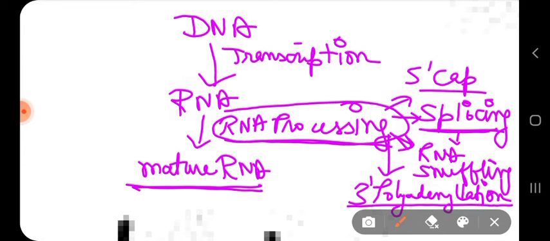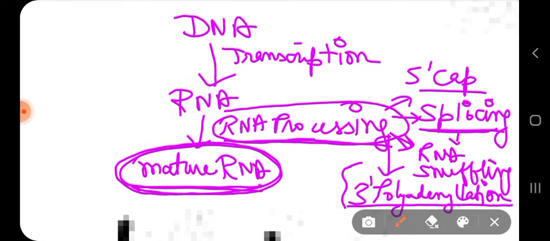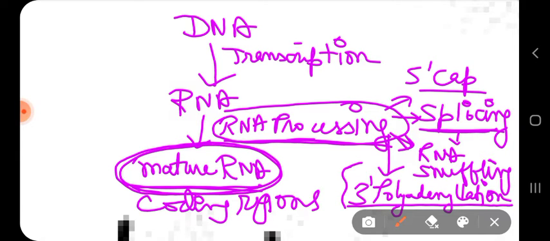That means a polyadenylate tail, multiple adenine residues, will be added to the 3 prime end of that mRNA. Now after RNA processing, what we get is mature mRNA, which contains only the coding regions, or exons, right?